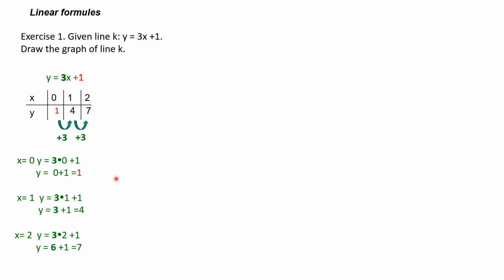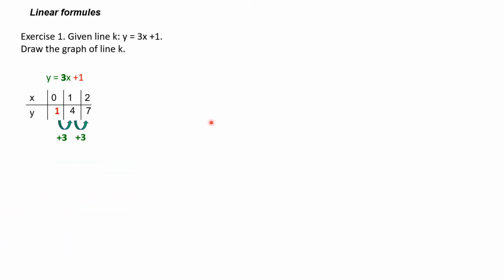Okay, well, you notice a certain increase in your table. It's each time plus 3. And that's not a coincidence. It's because you have here 3 times x. That's the pattern. And you can also see for x is 0, you start with 1. And that's because at the end of your formula, you have plus 1. So that's what your starting number is.